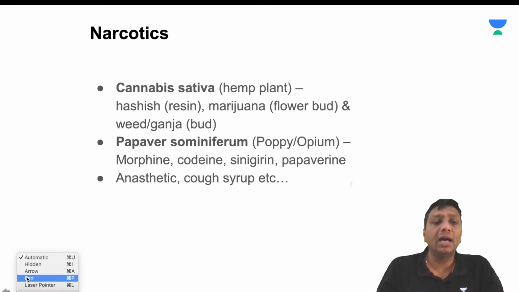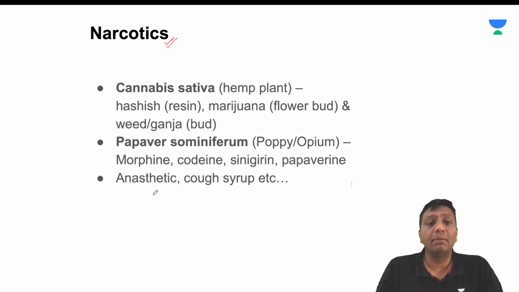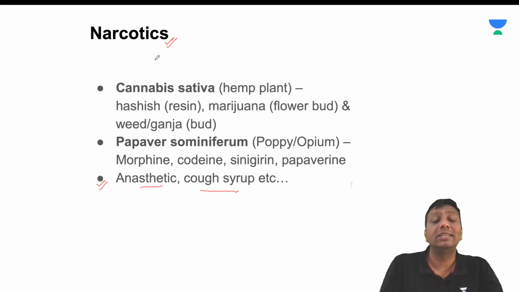Now you go into the narcotics. Narcotics are used in the case of drugs. Even they can be used for anesthetics and cough syrup also. But in that case, it is used as a drug, it is misused.